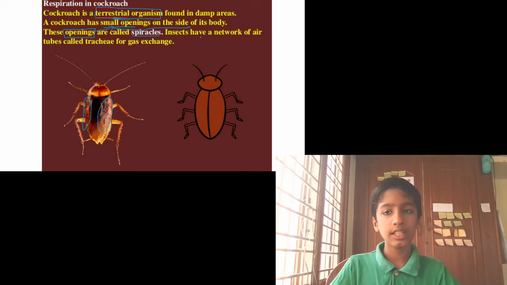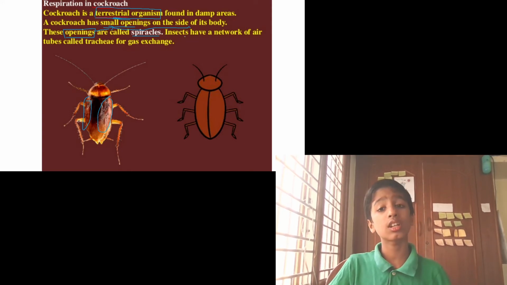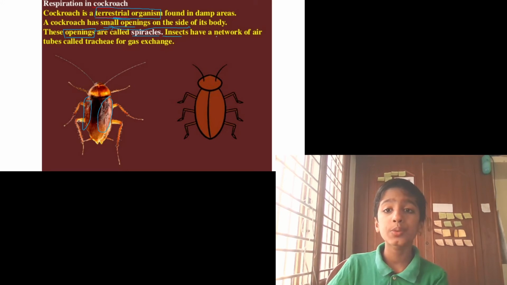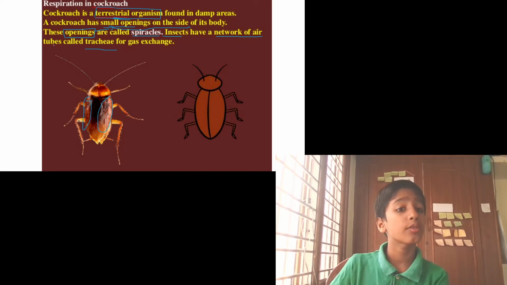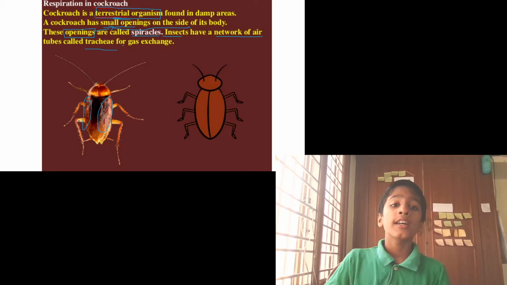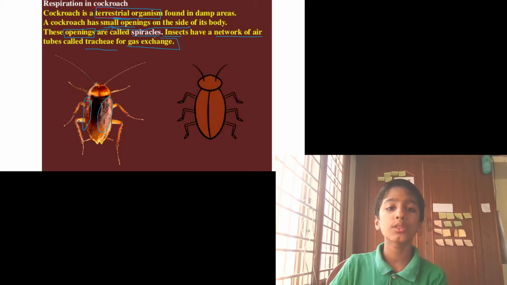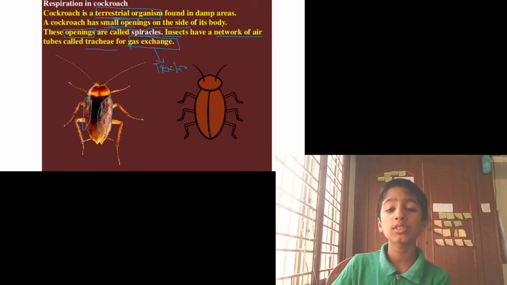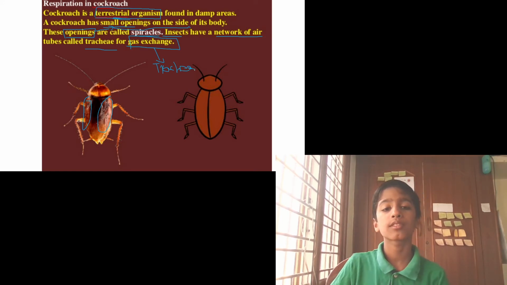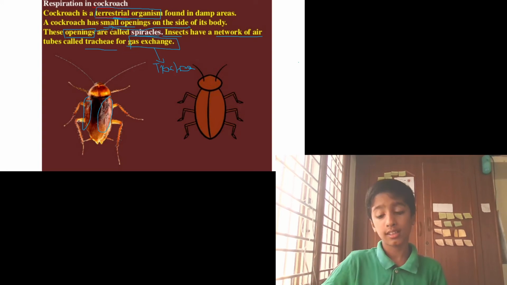Insects have a network of air tubes called trachea. It's not like us. For gas exchange, what do they use? They use trachea. And what are the small openings on the side of the cockroach? Yes, they are spiracles.